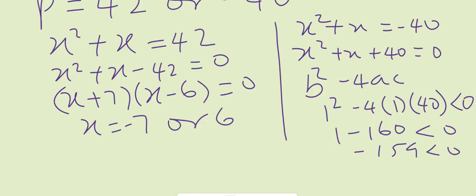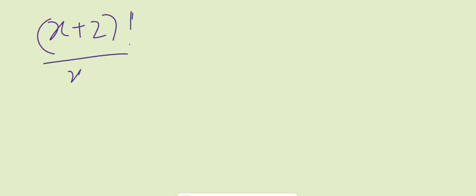So the two solutions for the question are negative 7 and 6. But you need to check if both of them satisfy the question. How do you do that? Let's go back to the question. I have x plus 2 factorial over x minus 2 factorial, and I got two answers, negative 7 and positive 6.